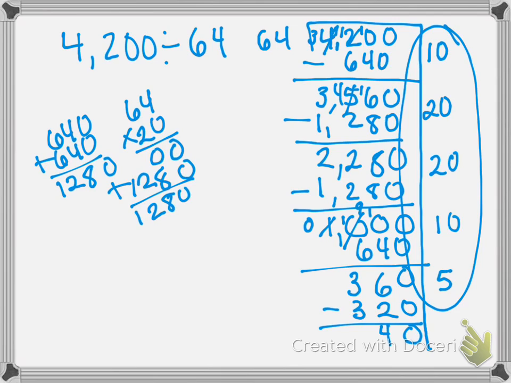So I add these up: 30, 40, 50, 65. 65, remainder 40.